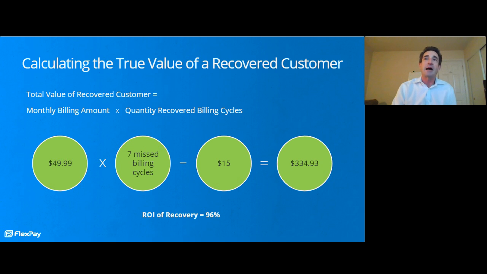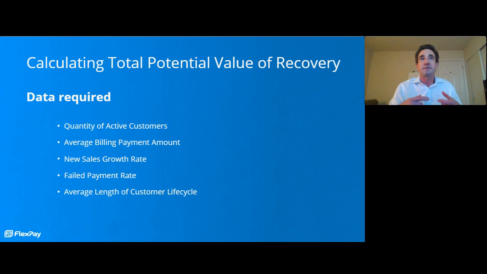So when we talk about how important it is and how vital it is to recover customers, and to recover customers in a way that maximizes the duration of their life cycle after recovery, this ROI metric, for almost 100%, becomes really clear on why this is so critical for growth and profitability. Now, these simple equations allow us to calculate the cost of a failed payment, or the value of a recovered customer for a single customer.